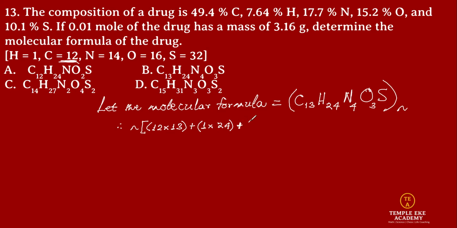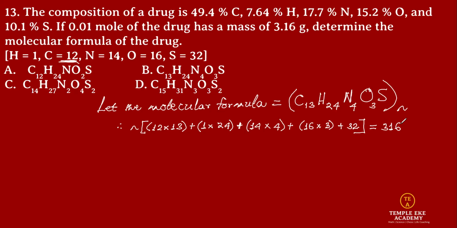Relative atomic mass of nitrogen is 14, multiplied by the number of times it occurs, 4 times. Plus the relative atomic mass of oxygen is 16, multiplied by the number of times it occurs, 3 times. And finally, plus the relative atomic mass of sulfur is 32, and it occurs only once, so we can close and seal up our bracket. All of this equals the molar mass, which we have already as 316.